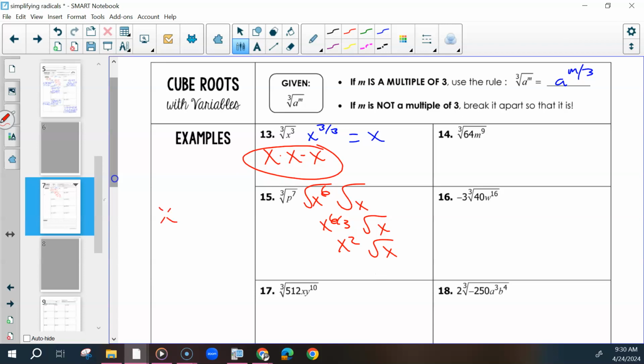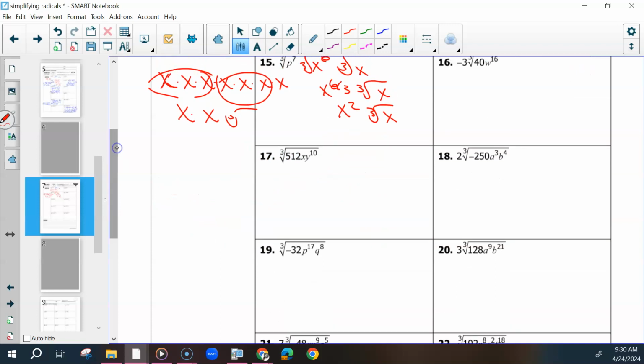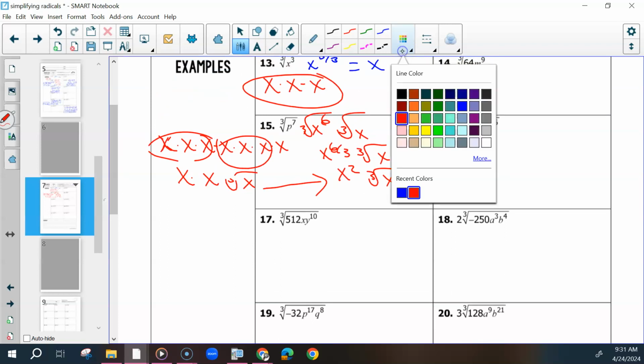Or you could expand it. And that would give us 2 groups of 3 with 1 left over. So again, whichever method you like best, use that. For space, I'm going to use the one we've kind of been doing. And let's try 16.